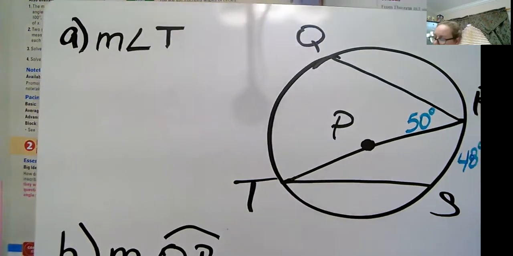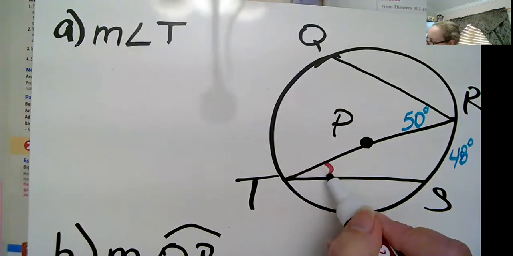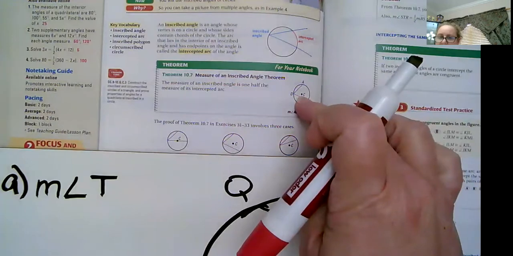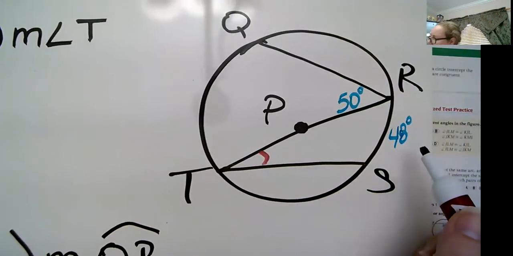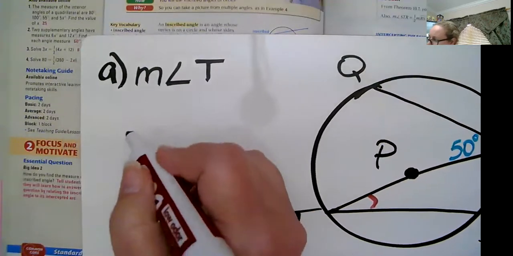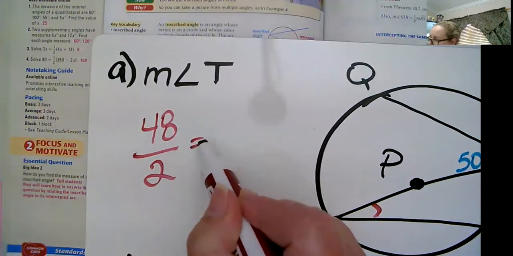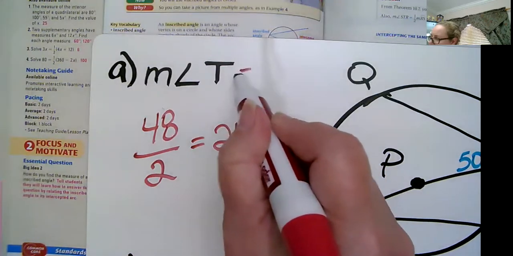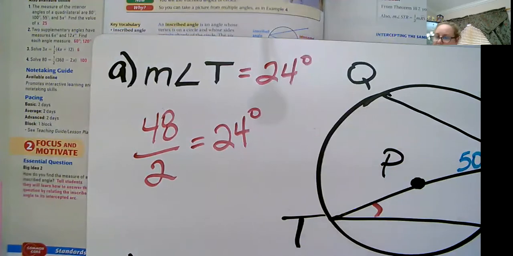So to do the first part, the measure of angle T, I'm going to use a different color. They want to know this angle right here. Well, according to our theorem, the inside angle is exactly 1/2 of the arc length. Since they give us the arc length to be 48, to know what this angle is, we're going to divide by 2, and that gives us 24 degrees. So the measure of angle T is 24 degrees.